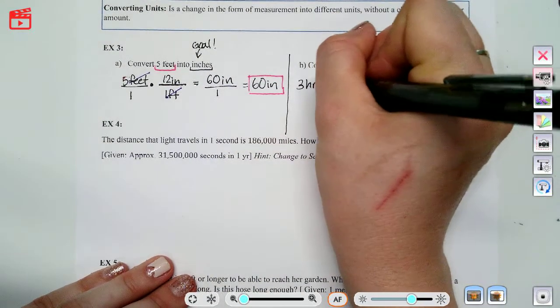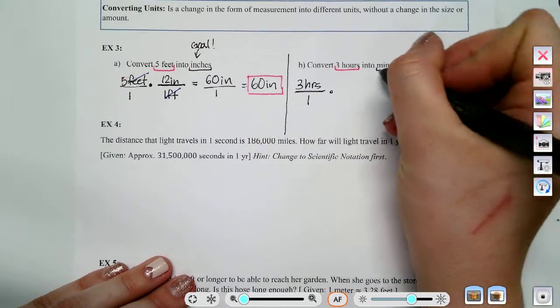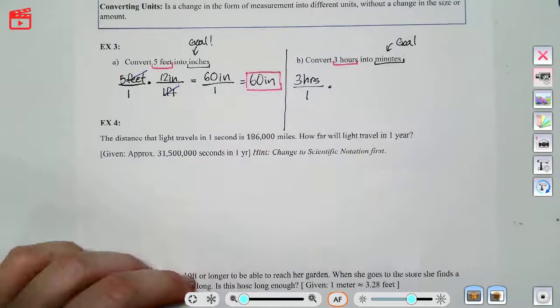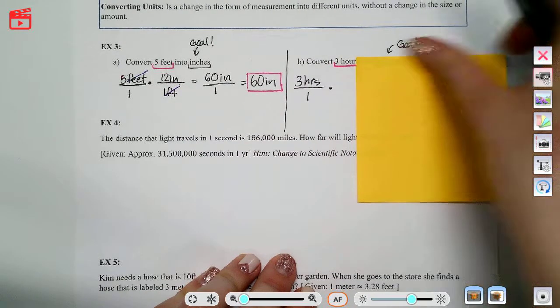3 hours. Put it over 1. And we want to find minutes. That is our goal. Okay, so try to think of an equation that combines minutes and hours.